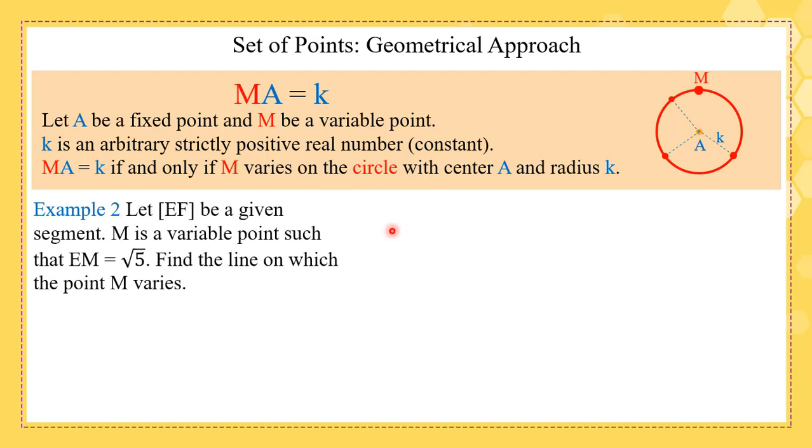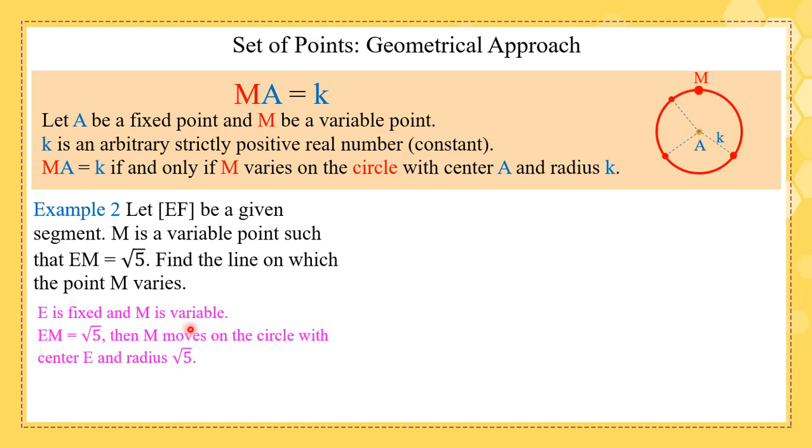Let's see the second example. EF is a given segment. M is a variable point such that EM is radical 5. The question is, find the line on which the point M varies. So we need to find the set of points M. Let's specify the fixed and variable points. E is fixed and M is variable. EM is radical 5, so applying this property we can tell that M moves on the circle with center E, the fixed point, and radius radical 5, which is the constant.